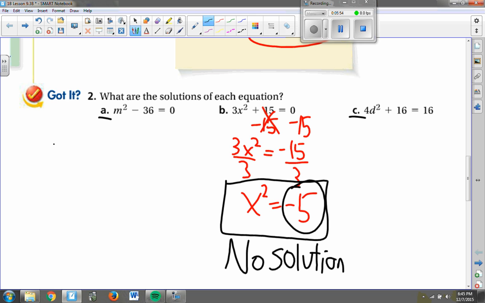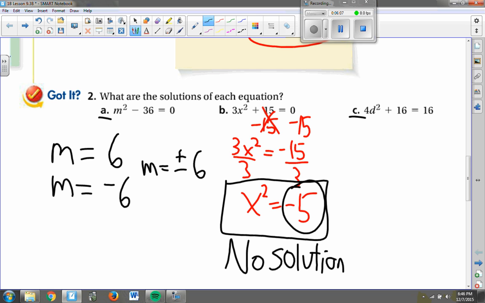Okay, in letter A, we should get that M is equal to 6 or M is equal to negative 6. If you write it like M is equal to positive or negative 6, that's good as well. Over here in C, D is equal to 0. I subtract 16, I'm at 4d squared equals 0. Divide by 4, you get d squared equals 0, square root, d equals 0. That's it, d just equals 0.